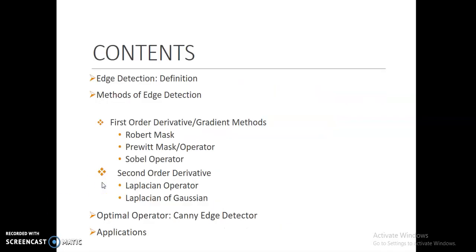The content that we discuss in this lecture is edge detection, its definition, and the methods of edge detection. These are first order derivative, where we discuss Roberts, Prewitt and Sobel operators. In second order derivative, we discuss Laplacian and Laplacian of Gaussian operators. In optimal operators, we discuss the Canny edge detector, and the last one is applications of edge detection and the Canny edge detector.